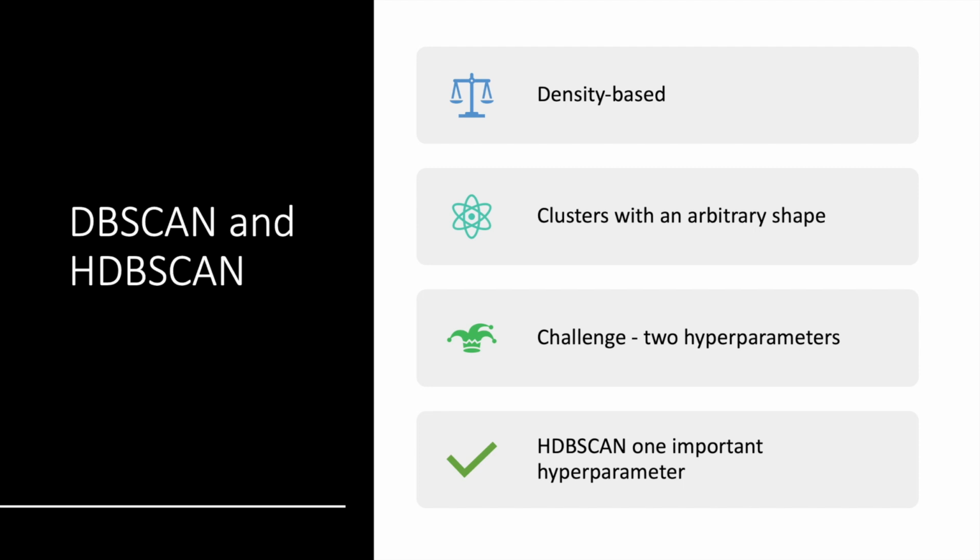HDBSCAN is an ingenious combination of multiple ideas, and describing the algorithm in full is beyond what I want to present in this course. But what you need to know is that HDBSCAN only has one important hyperparameter, and that is n, which is the minimum number of examples to put in a cluster. This hyperparameter is relatively simple to choose by intuition. And HDBSCAN also has a very fast implementation.